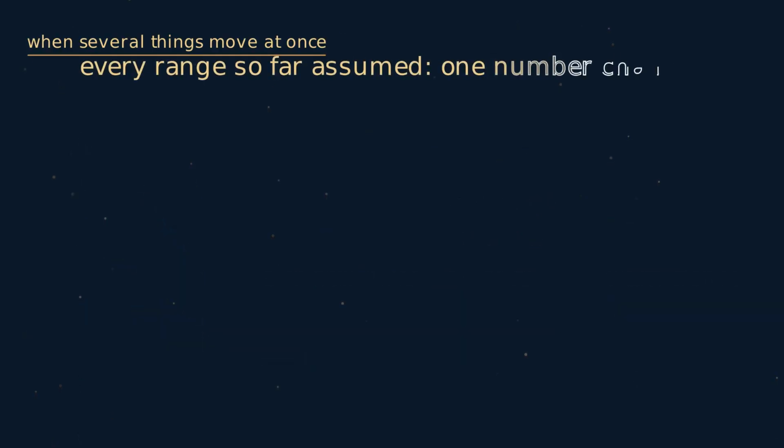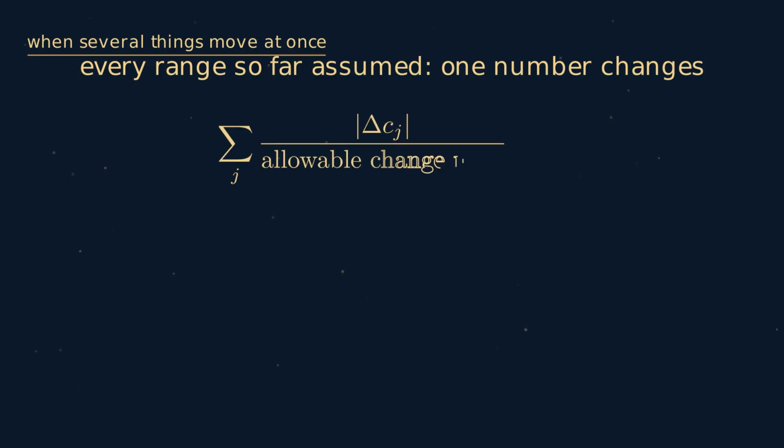One catch. Every range we've computed assumed the rest of the world stood still. Real life rarely does you that favor. Prices move together. So here's the safety net. Express each change as a fraction of its own allowable room and add the fractions up. Think of it as a budget you are allowed to spend, and 100% is the whole budget.